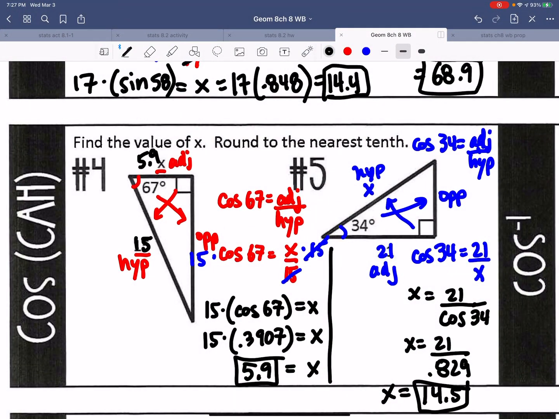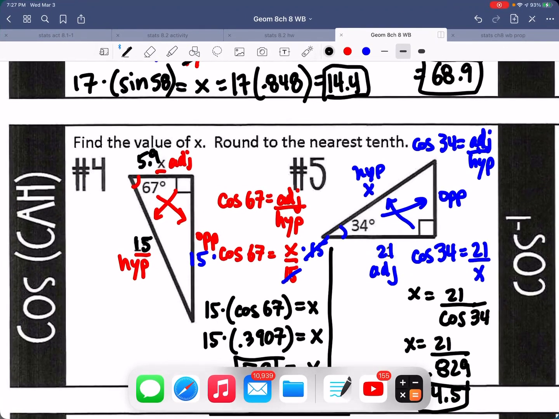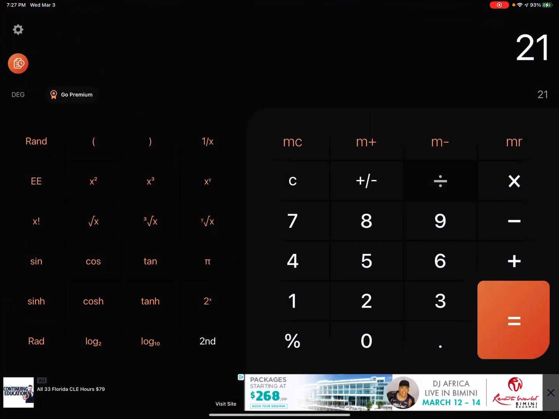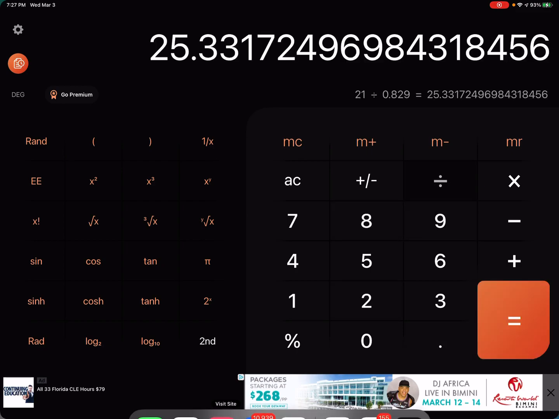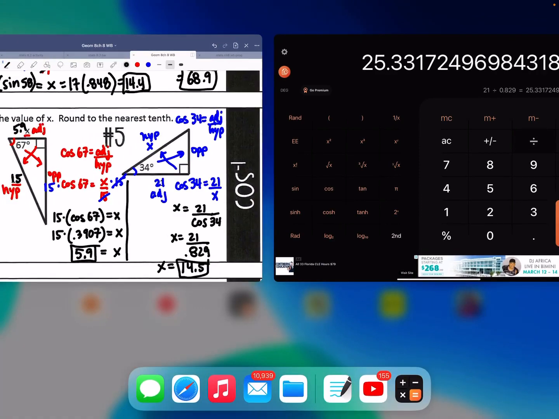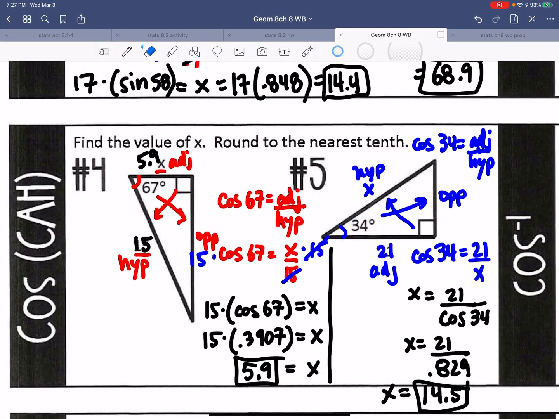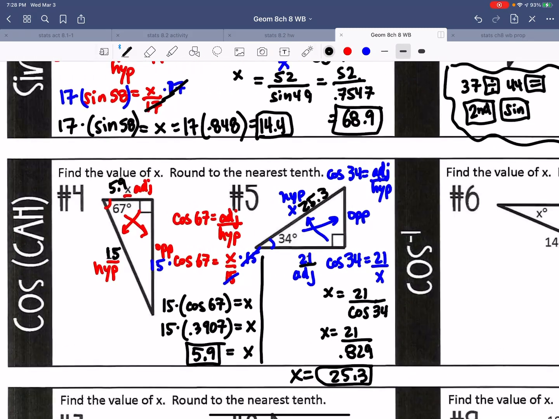14.5. So let's take a look. Oh, that didn't work. So let's try that again. 21 divided by 0.829. There you go. That makes sense. 25.3. So note that I made a mistake there, but I was able to catch it because I'm looking for a number bigger than 21, right? My hypotenuse is the longest side.